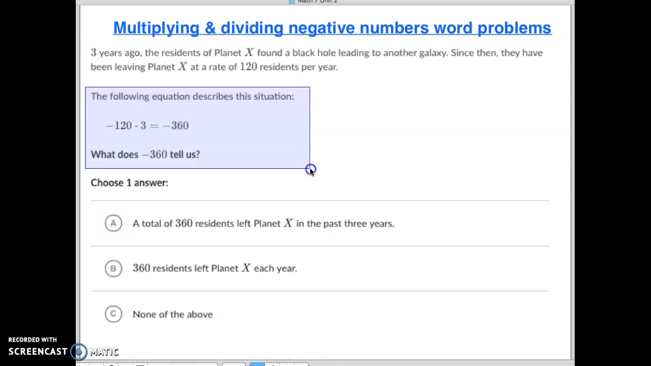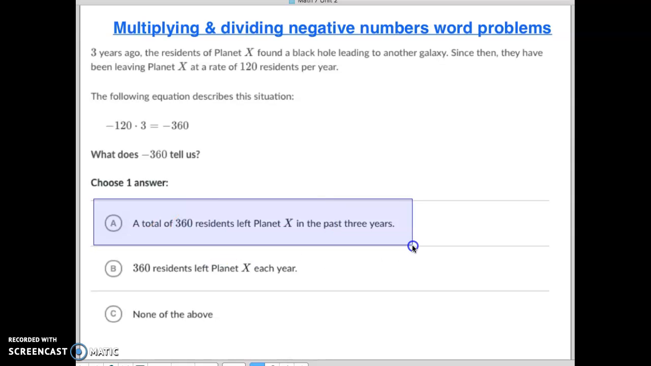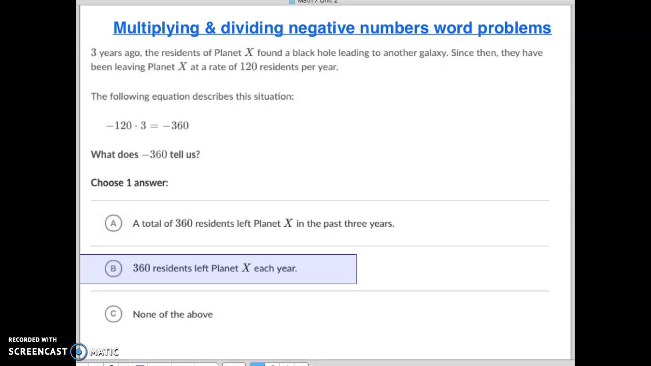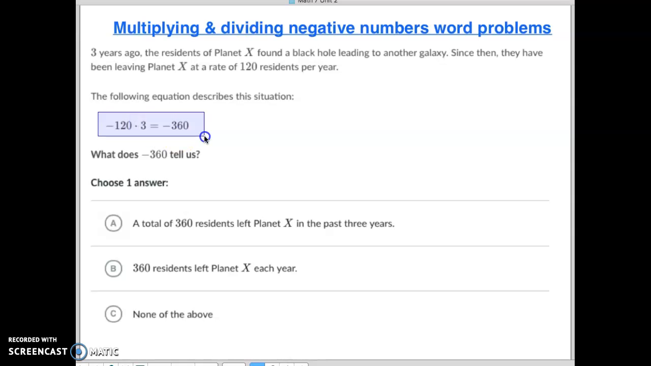So what does 360 tell us? Well, you have to choose the answer. At this point, I think you're going to see, hey, this isn't very tough. Is it A, a total of 360 people have left the planet in the last 3 years? Is it B, 360 people left the planet each year, or none of the above? Well, I think we would agree if 120 left each year, after 3 years, 360 people in all have left, that it would be letter A, a total of 360 people have left planet X in the last 3 years. I think you are all going, well, that's pretty easy.